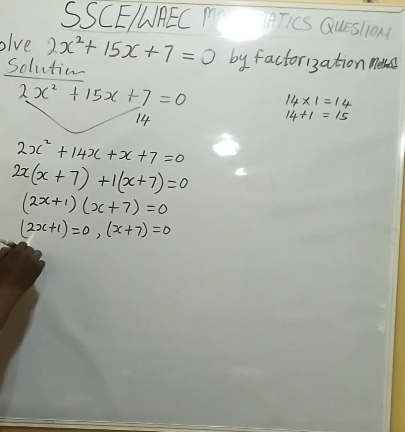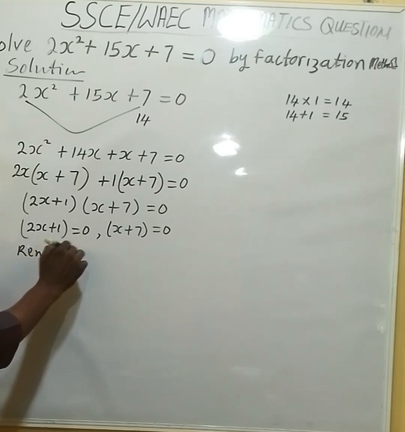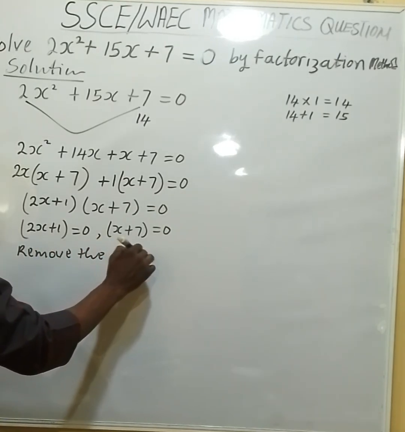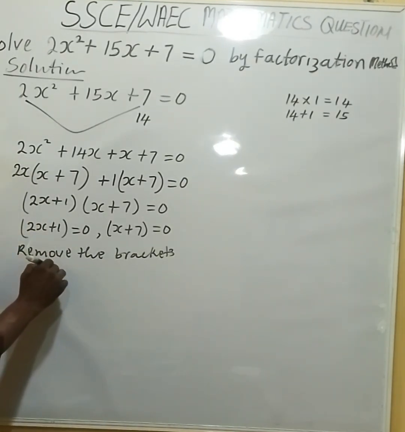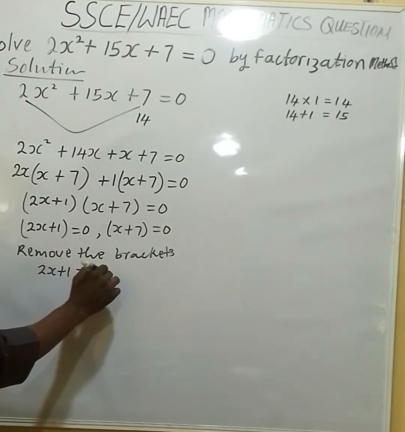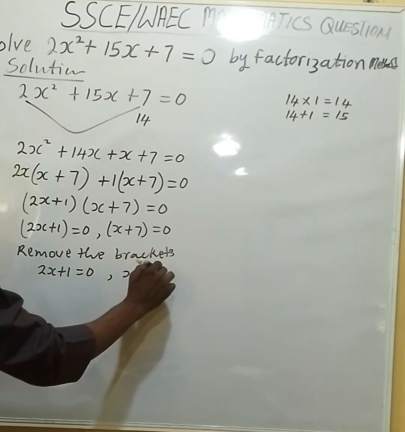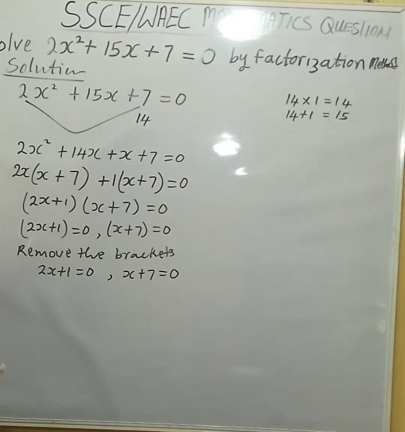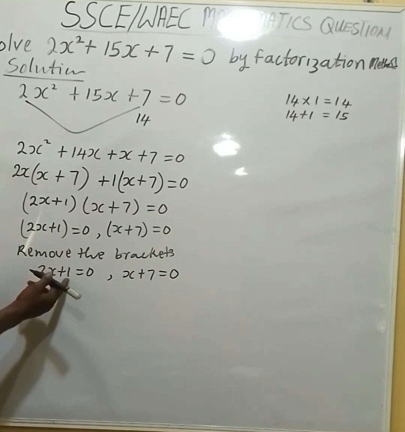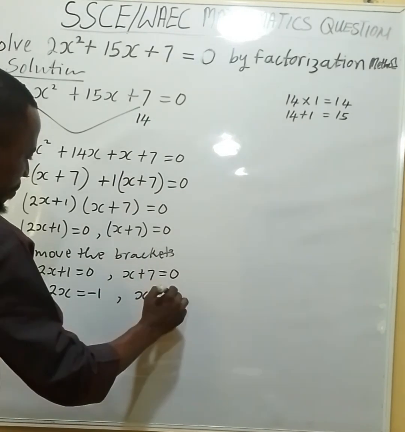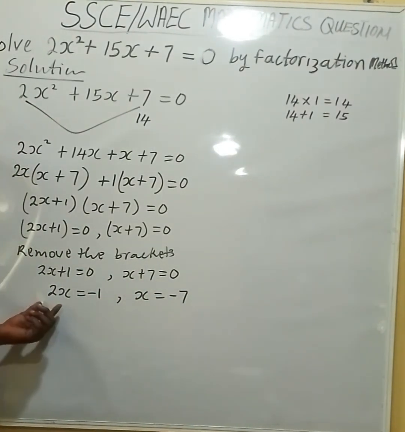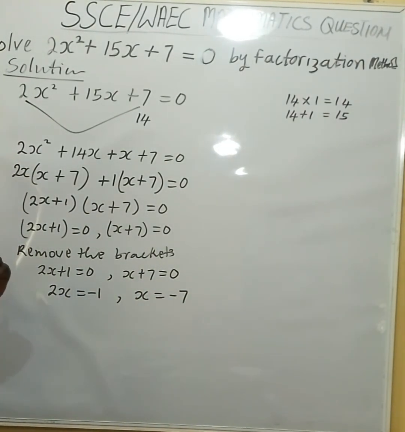Then the next thing is you remove the bracket. So when you remove the bracket, it will now give us 2x plus 1 equals 0, comma, x plus 7 equals 0. Are we together now? So now, you will take the constant to the other side. So we now have 2x equals, this one is plus 1, it will come to minus 1, comma, x equals minus 7.